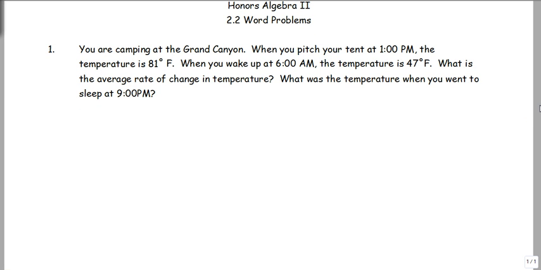You're camping at the Grand Canyon. When you pitch your tent at 1 p.m., the temperature is 81 degrees Fahrenheit. When you wake up at 6 a.m., the temperature is 47 degrees Fahrenheit. What is the average rate of change in temperature? What was the temperature when you went to sleep at 9 p.m.?